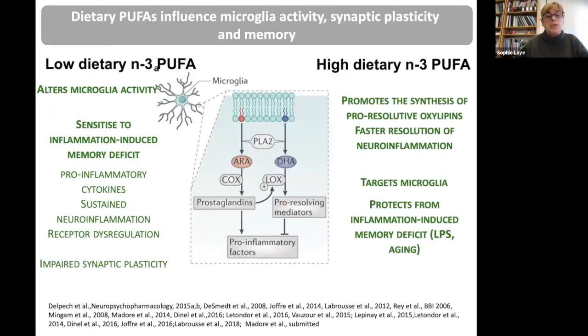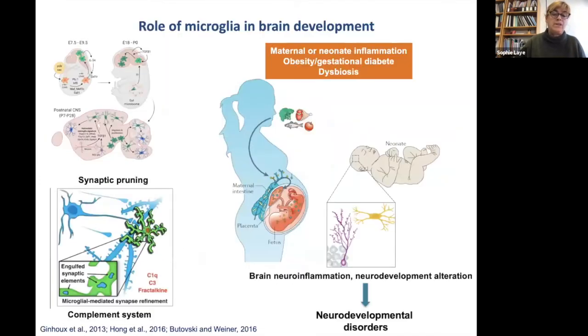So to sum up this first part, what we found is that the omega-3 level in the diet is really important for the regulation of oxylipins. The oxylipins that are produced in the brain are different according to the level of omega-3 in the diet, and those omega-3 target microglia directly and control neuroinflammation, and it could be through the oxylipins.